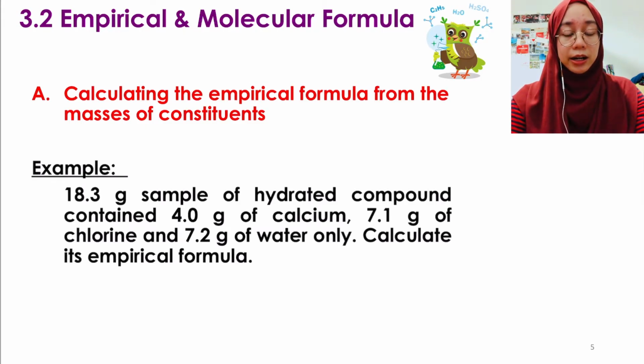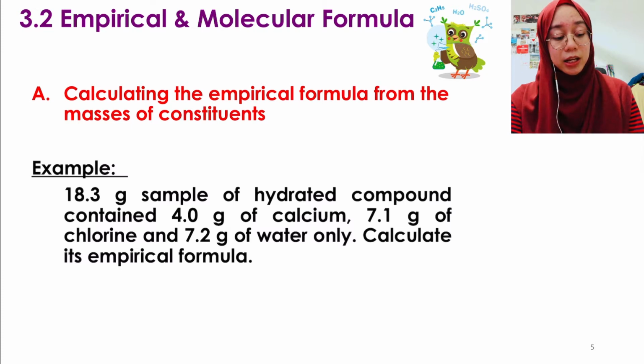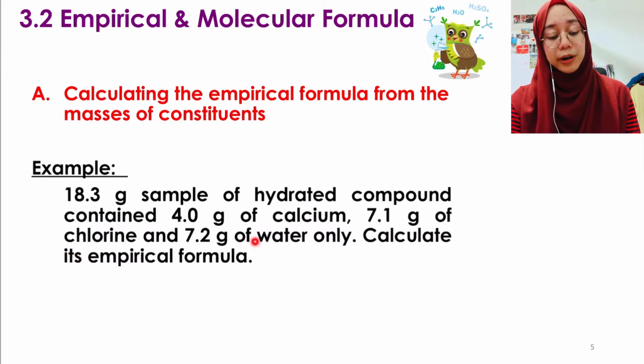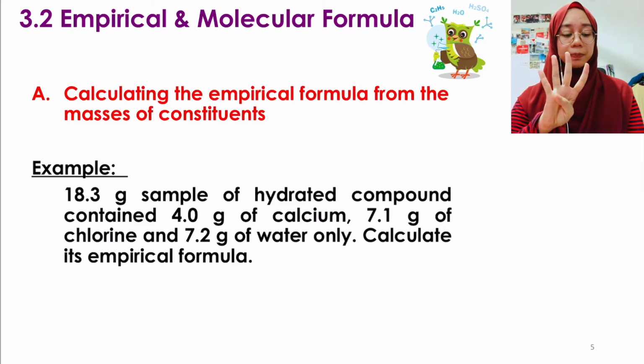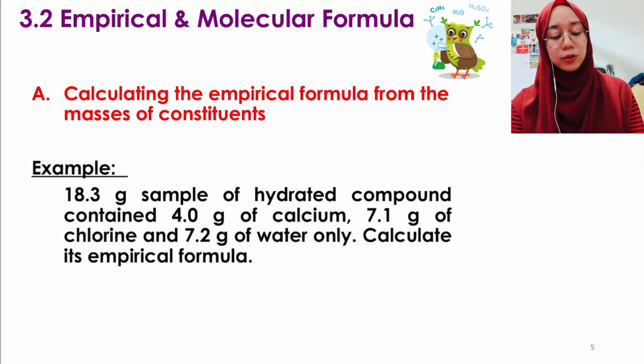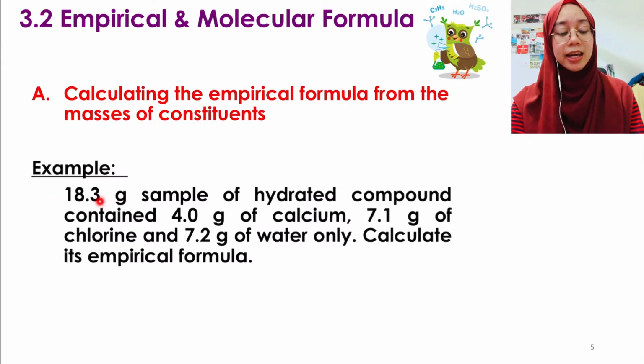Okay, kenapa senang? Let's have a look at the question first. So 18.3 gram sample. Okay, ini adalah mass untuk sample of hydrated compound contain 4 gram of calcium, 7.1 gram of chlorine and 7.2 gram of water. And then you need to calculate the empirical formula. Okay, so ada 4 jenis data dekat sini. Okay, one is the data untuk mass of sample. Okay, kadang-kadang kita boleh guna yang ni, kadang-kadang tak perlu, depends. Okay, tapi always double check that data-data yang lain pula.